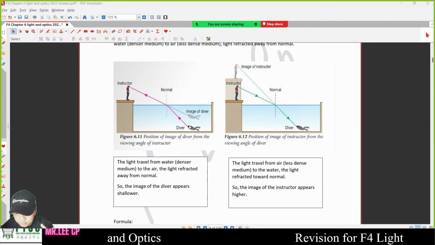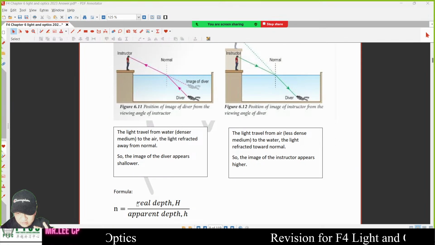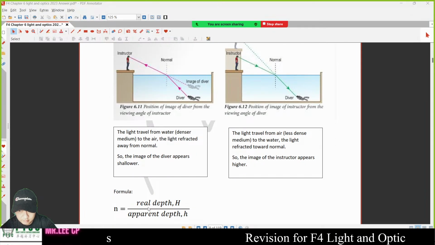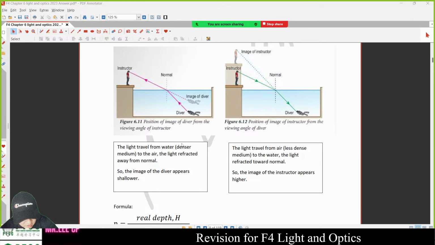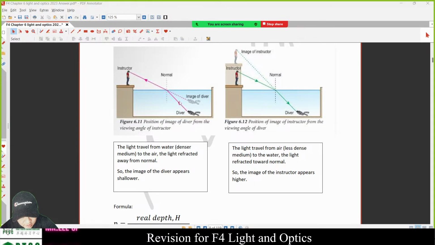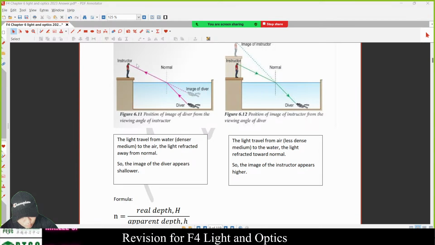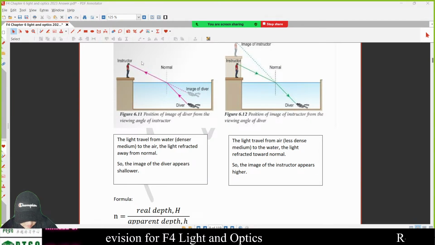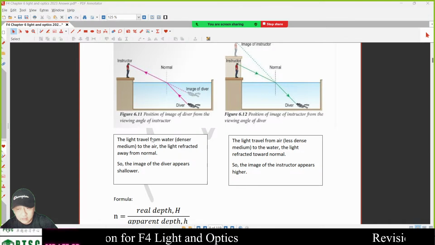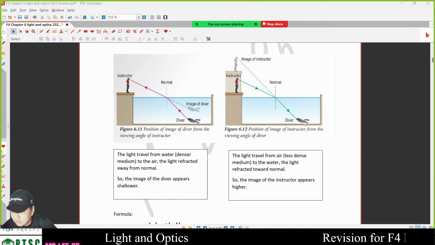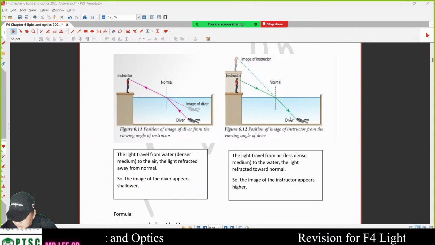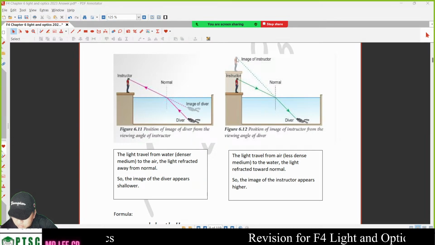Whereas n is equal to real depth over apparent depth. Maybe you get a mark. Okay. Or lastly, you can say the speed of the light changes. When it goes into the medium, it will be slower. At the air here, it will be faster. The speed of the light changes. Now you explain. It can be asking you this way, or they ask you this way and this way. What's the difference? Now this one is the diver, who is going to look at the instructor. The instructor looks higher.